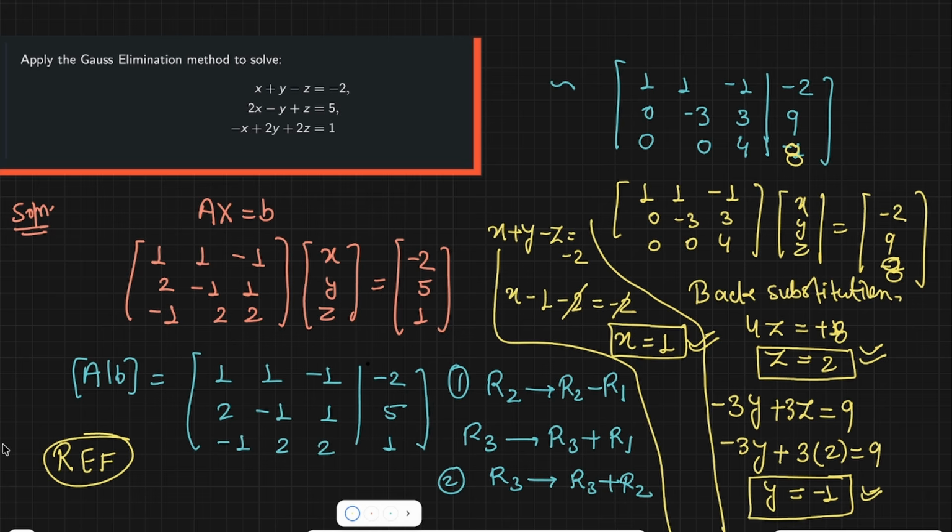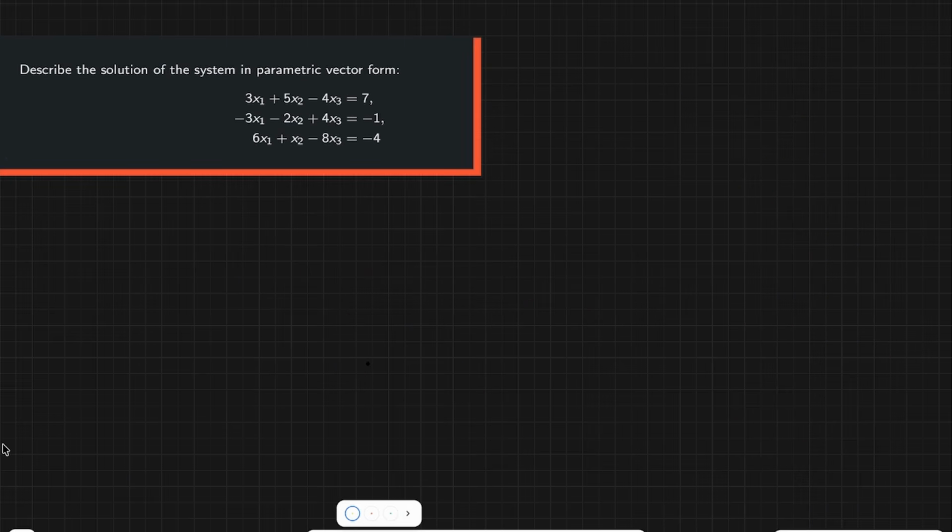Okay, not the row reduced echelon form. Simply find out the row echelon form. This is the solution. Okay, this is how you have to apply this method. Next, come to the parametric form. This is one of the important topics: how to find out the parametric form.